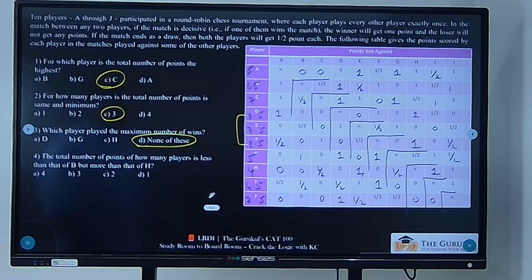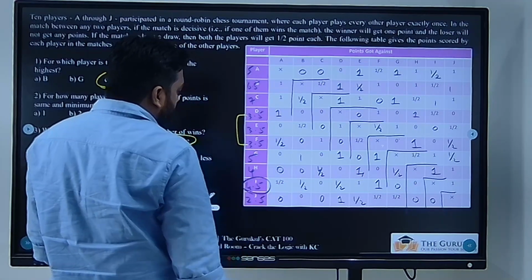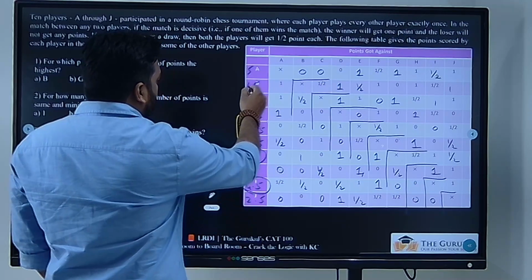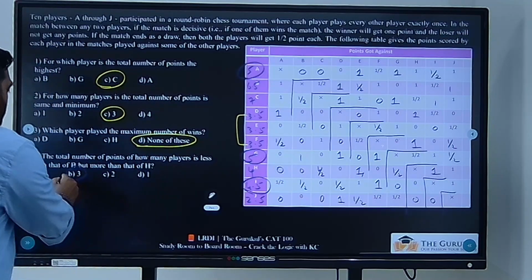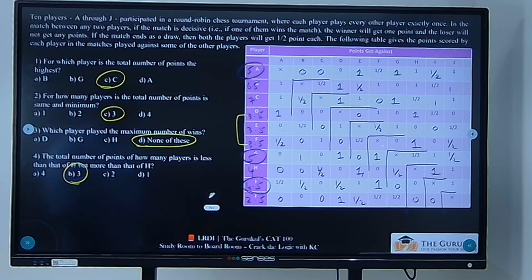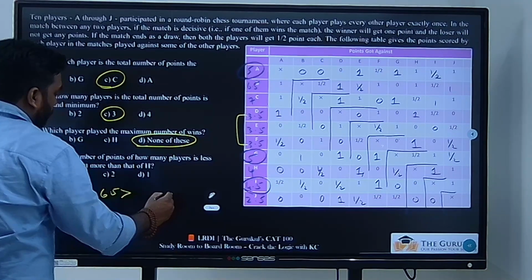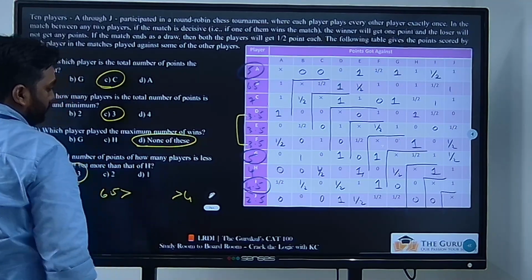Next, the total number of points of how many players is less than that of B? So less than 6.5, more than 4. So we are having 4.5. Next, 5 and 5. So for 3 players, it is less than B but more than H. So less than B means less than 6.5 but more than H, which is equal to 4.